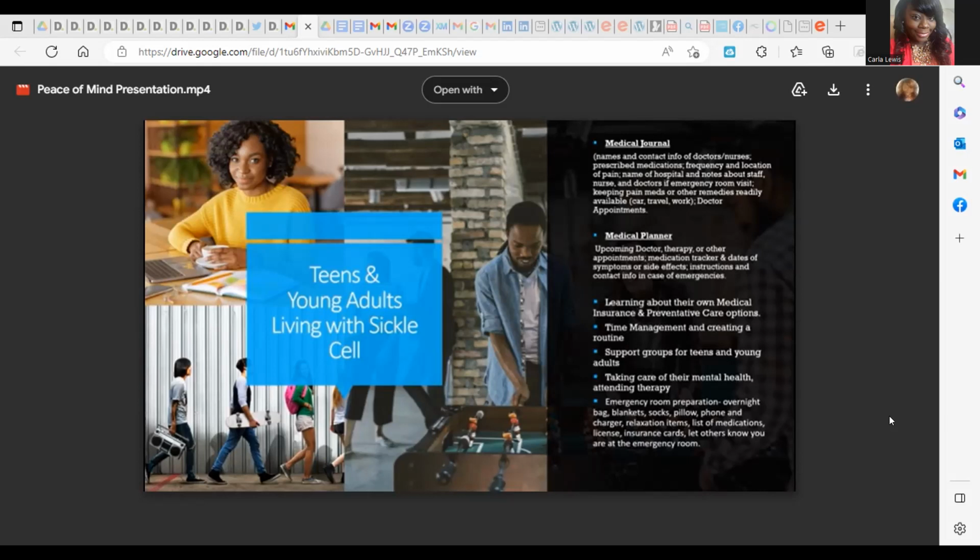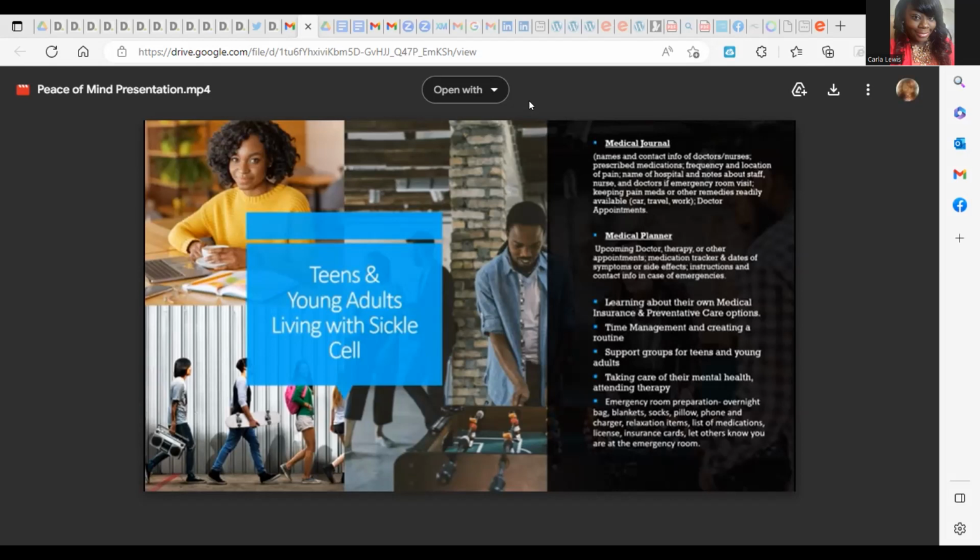Some of our planners have goals that you can list in there for monthly, weekly. It's just amazing. And there are some really good planners on Amazon that you can find. It is very helpful, and you can even keep some of your information from your medical journal in your planner. Okay, and so in addition to that, learning about their own medical insurance and preventative care options, it's also good to help them with time management and creating a routine.